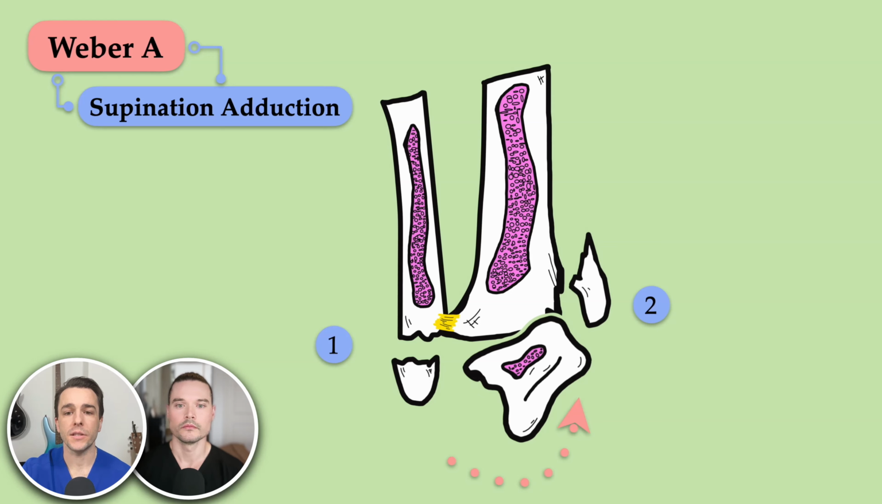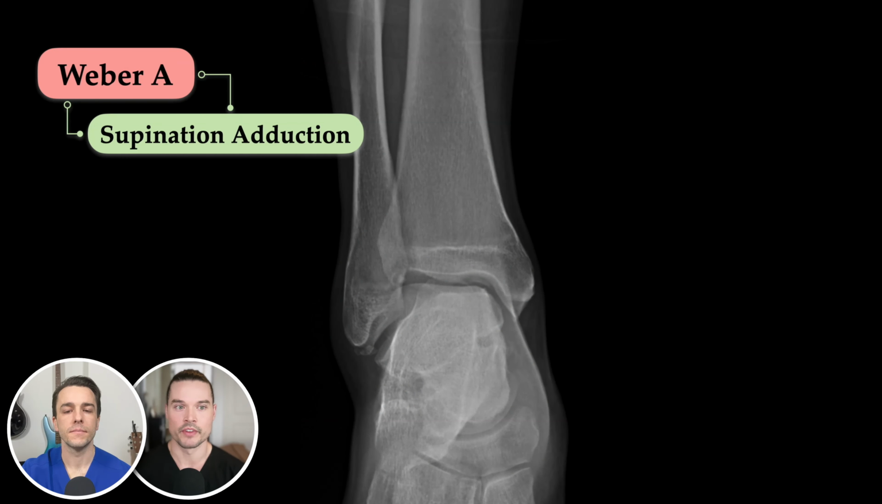And knowing that this fracture of the medial malleolus is vertical and more of an oblique shear fracture going up will help us distinguish between Weber A and other types of Weber fractures later on. Okay, so let's look at an example of a Weber A.